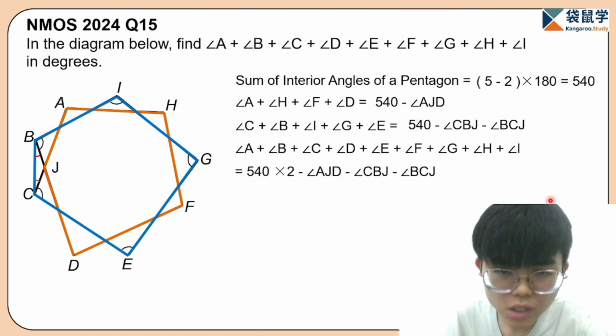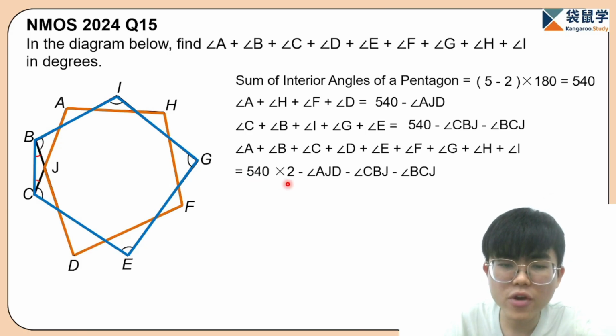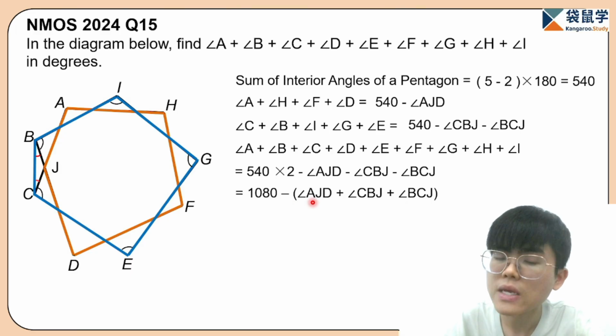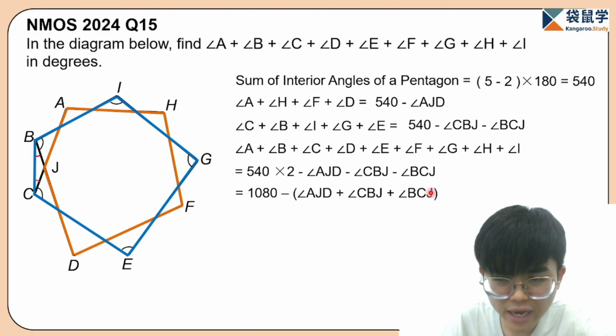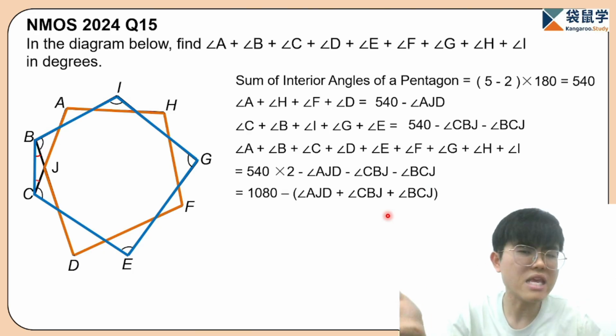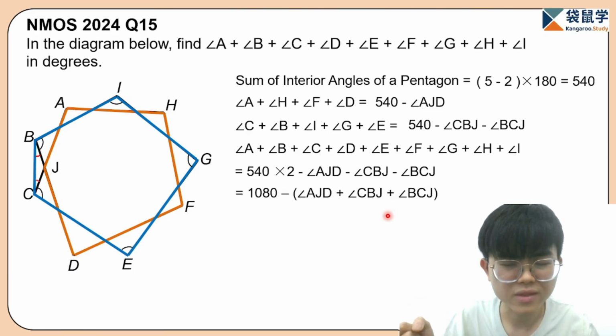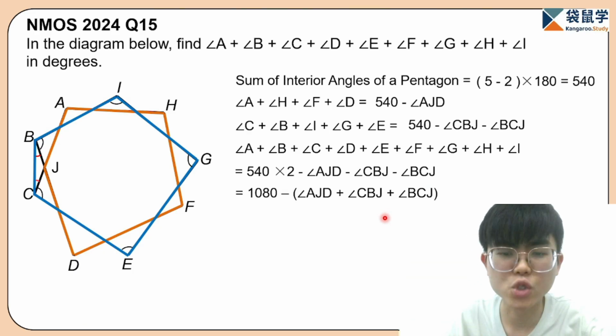Okay, everyone. So now, this is just 540 times 2, then minus out this part right here. So you can see that this part, we have consecutive subtraction. So we can change it into subtracting a summation. But everyone, these three angles right here, do we have any information about its value? Now let's observe our figure together.